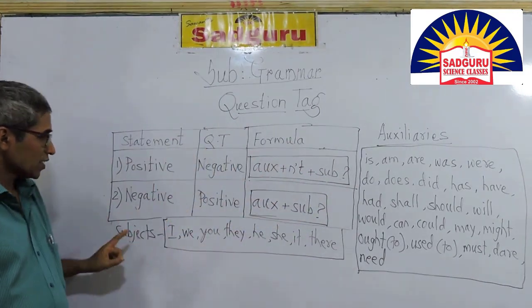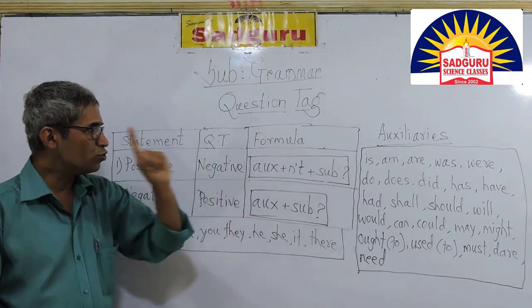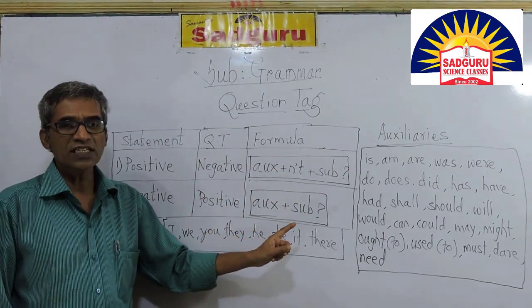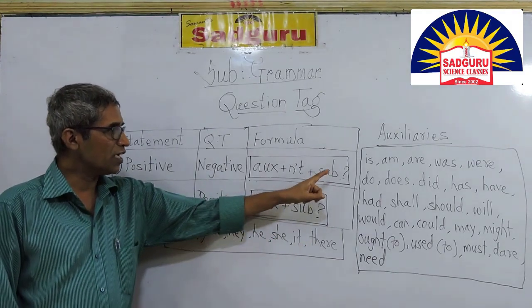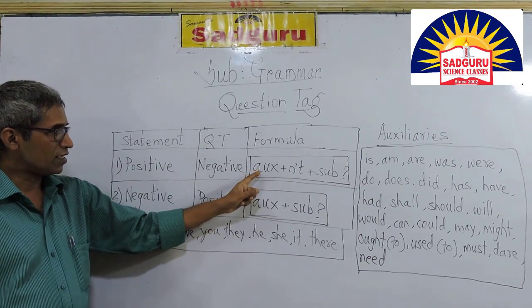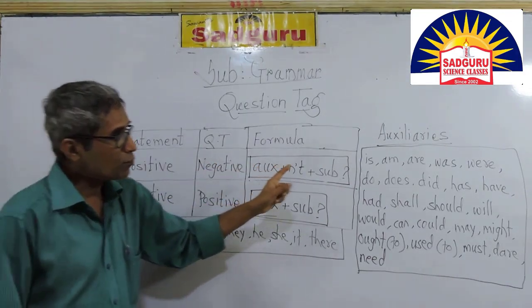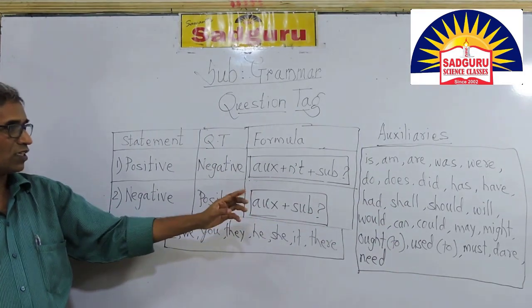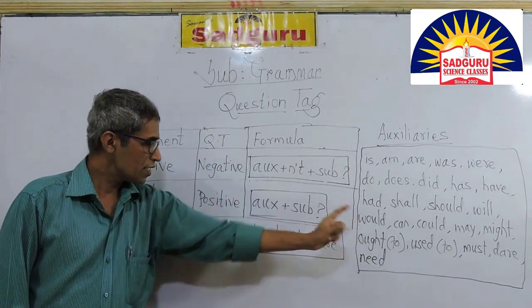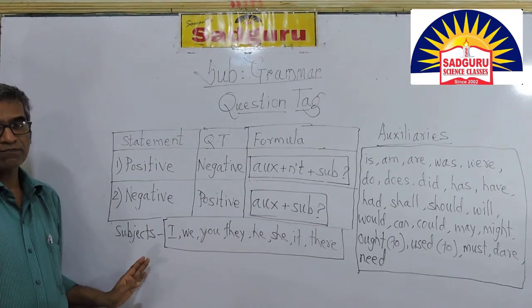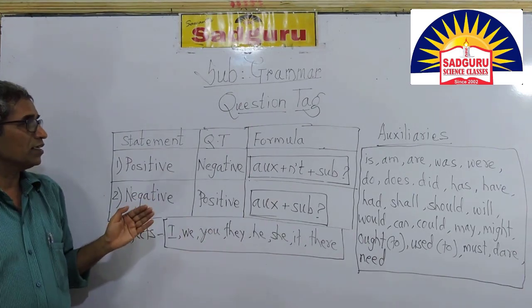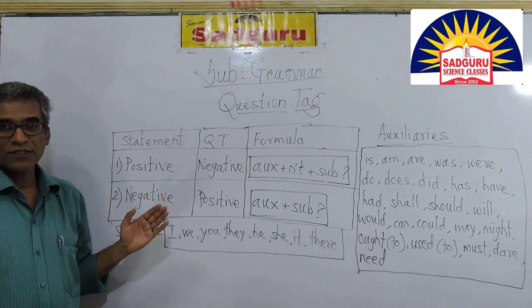Like here. In this place, you have to use one of these 8 words: I, we, you, they, he, she, it, there. One of the 8 words you have to use here. And here, auxiliary, helping verb, you have to use one of these 24. You can write this down in your notebook, these auxiliaries and these subjects. Now, let us learn practically, taking some examples.